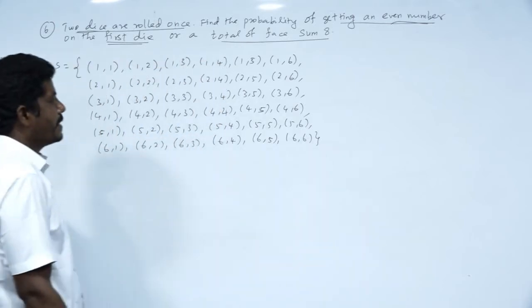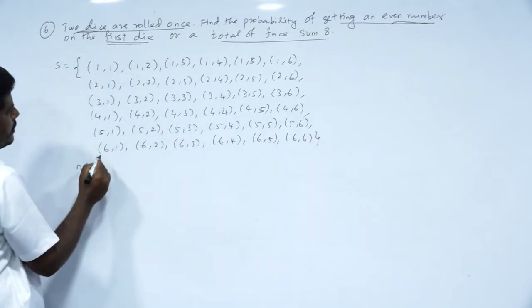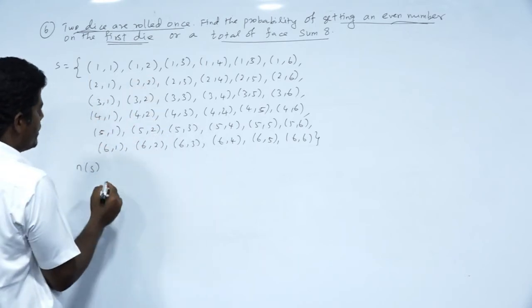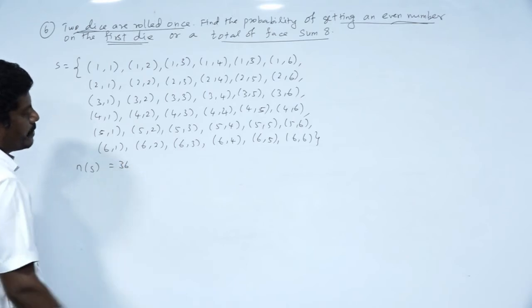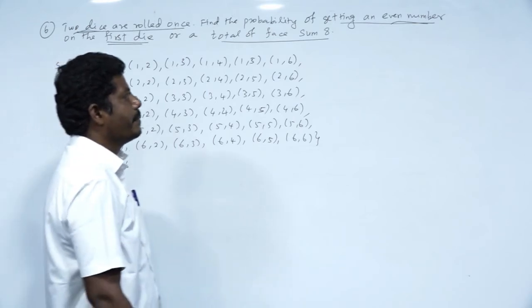These are the sample space for 2 dice, my dear students. Now here n of S is equal to: 6 rows are there, 6 columns are there, 6 times 6 is 36. So n of S is equal to 36. Okay, listen, event, my dear students.